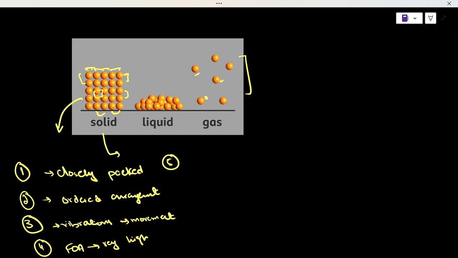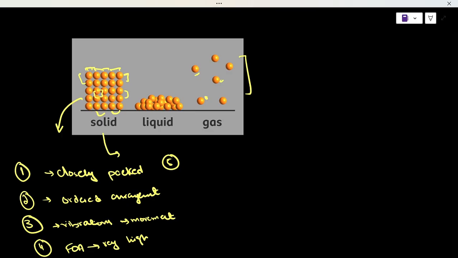So remember, whenever you hear the word movement, that means kinetic energy, or whenever you hear the word kinetic energy, that means movement. Because the particles inside gases move a lot, that means they have a lot of kinetic energy. The particles in liquid don't move as much, so they have kinetic energy, but less than gas.